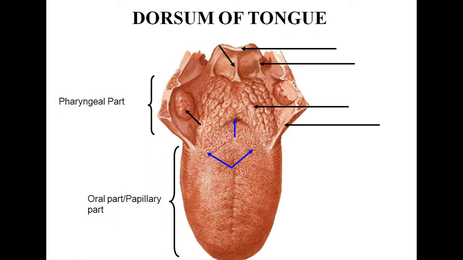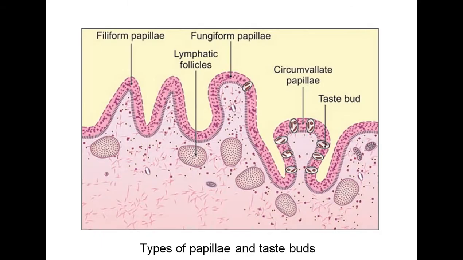So this is about the dorsal surface. We will see in detail about the papillae. The papillae are the projections of the lamina propria. See here, this is the stratified squamous non-keratinized type of epithelium. This is the lamina propria layer and its projection is nothing but the papillae.